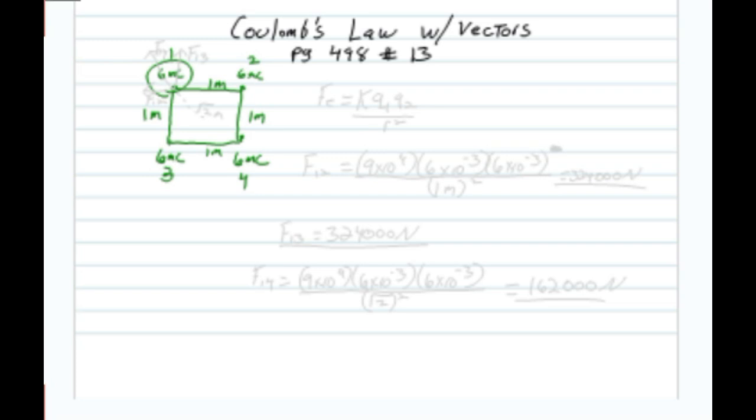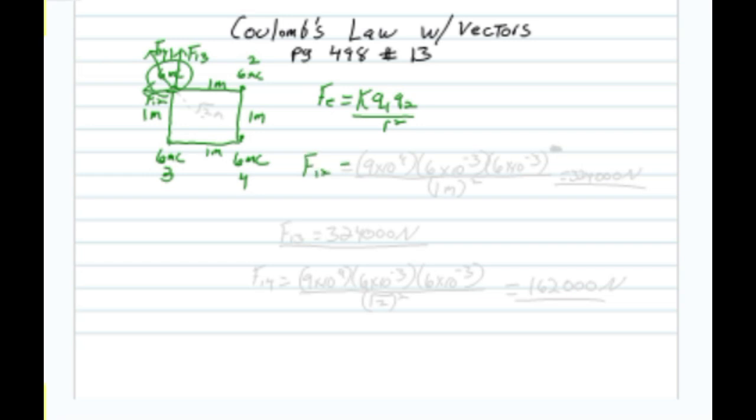So 2 is going to push 1 to the left in this direction, F12. Then 3 is going to push 1 upward in this direction, we'll call that F13. And 4 is going to push 1 at an angle like this, F14. Okay, so we'll use Coulomb's law to find the magnitude of the force for each of those and then add them as vectors.